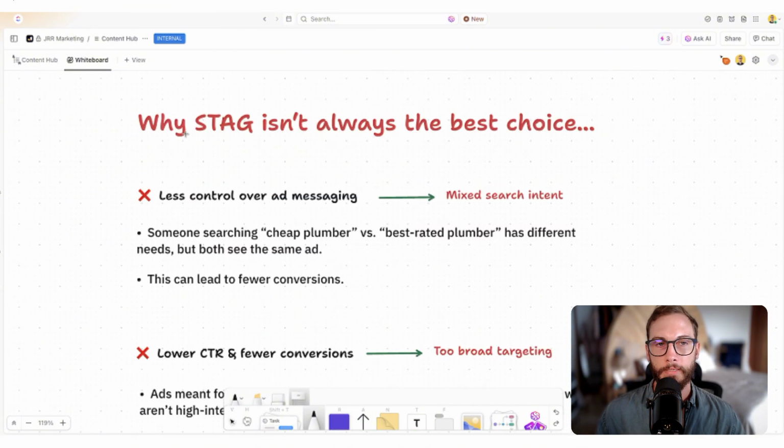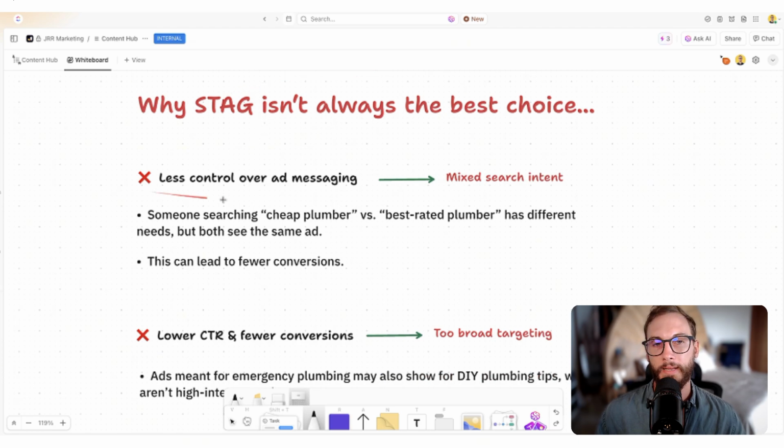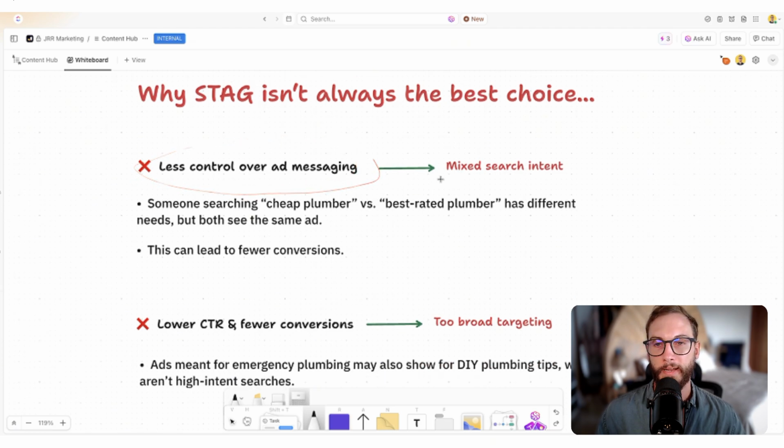Okay. And so single theme ad group isn't always the best choice. You can still use it. I still do, but it means less control over the ad messaging, which means mixed search intent. So someone searching for cheap plumber obviously is not looking for premium plumber, right? They're two different audiences. And this is not the best example, but you get the idea.